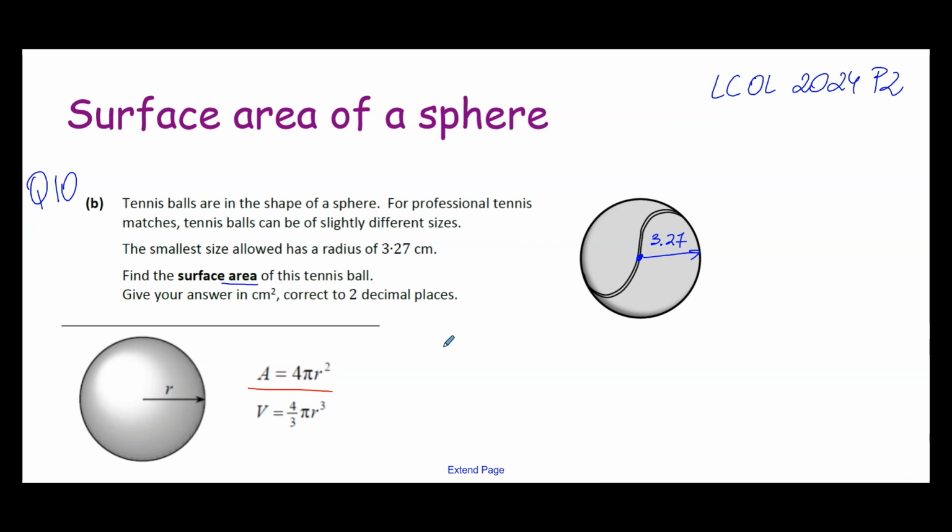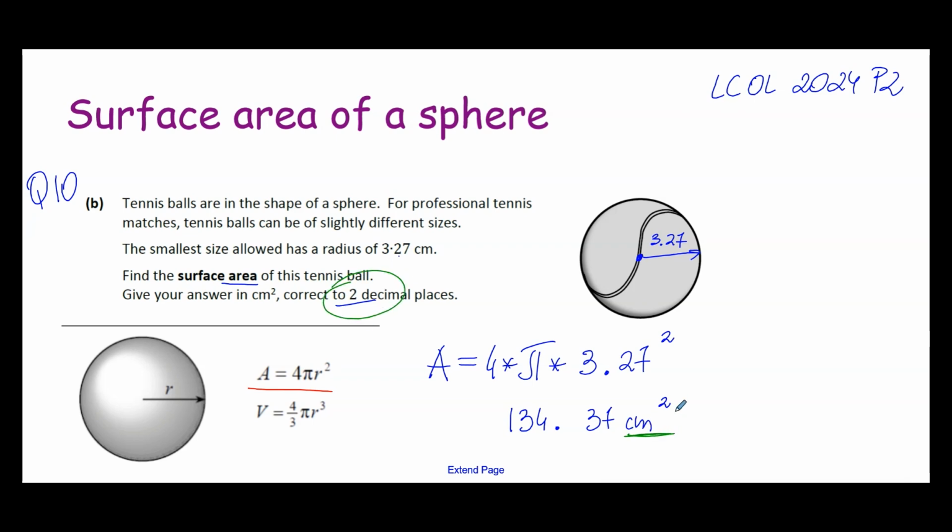So how do we calculate that? Area equals 4 multiplied by pi multiplied by r, which is what? Radius, and our radius is 3.27, to the power of 2. And we put that in the calculator and correct to 2 decimal places, we should get 134.37 centimeters squared. Don't forget to always check the terms and conditions, like how many decimal places, and don't forget about measurement in order to get the full marks.